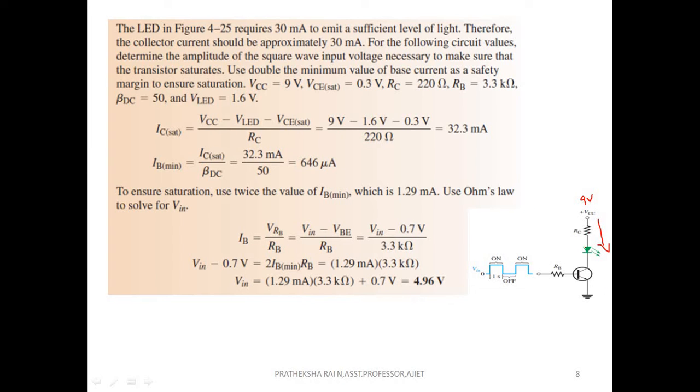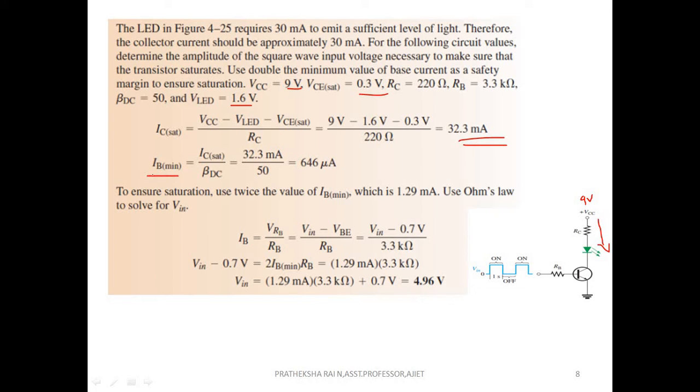Okay, the current flowing in this circuit is from the collector to the emitter. So in that path, if we take the voltage, it will be VCC minus VLED minus VCE sat. VCC is already given as 9 volts, VLED is 1.6 volts, and VCE sat is 0.3 volts. From that we will get IC saturation as 32.3 milliampere.